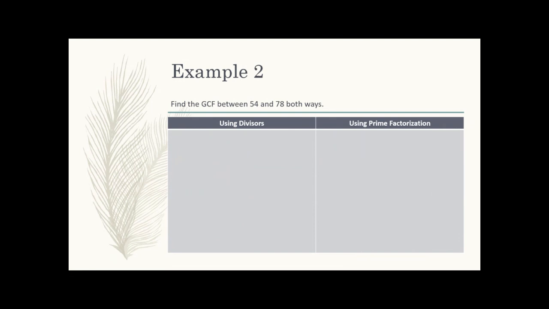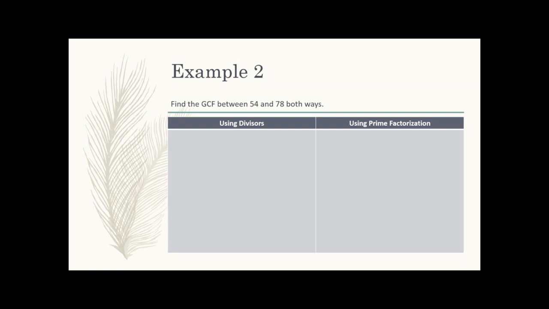Okay. I'm going to do another one where I'm doing both methods. So we want to find the greatest common factor between 54 and 78. So we're going to do it with the divisor method and then using prime factorization. So let's start with using divisors where I write down all the possible numbers that multiply to 54.